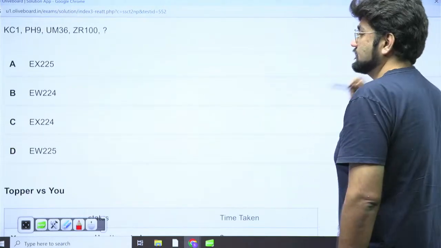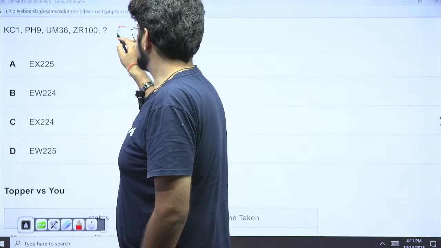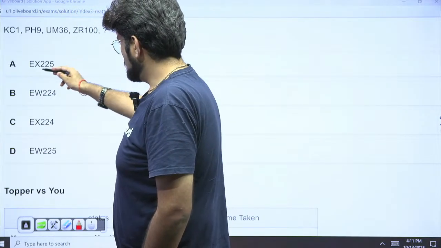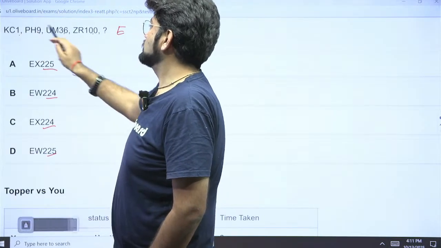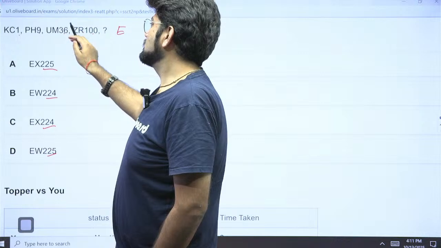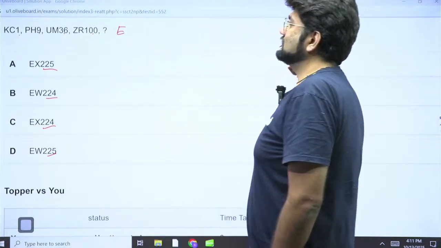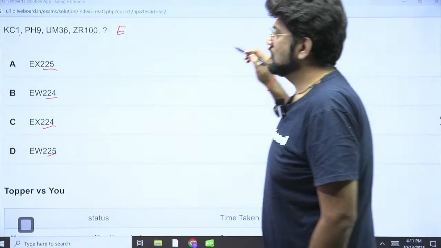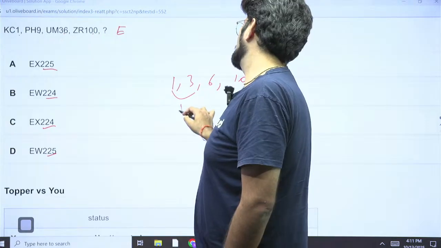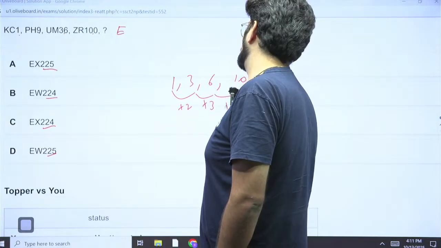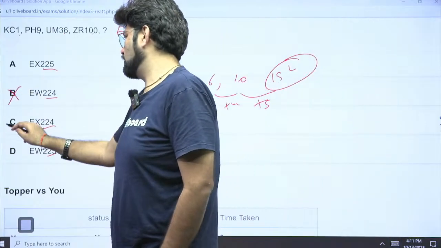Okay, letter series. If you look at letter series, first letter is E only. And the numbers, we have only two options. If you just give it a glance through, 1, 9, 36, 100. So 1 square, 3 square, 6 square, 10 square. 1, 3, 6, 10. What's the logic? Plus 2, plus 3, plus 4, so plus 5. So we'll have 15 square only. Whatever it is, not 224 for sure, right?